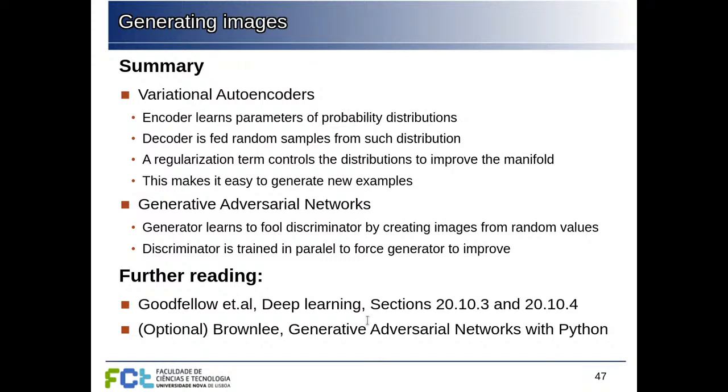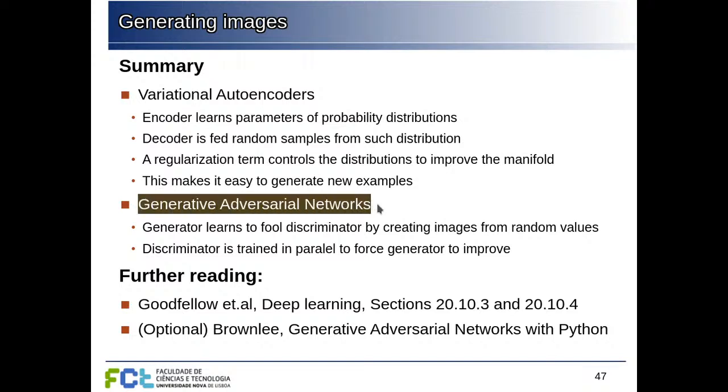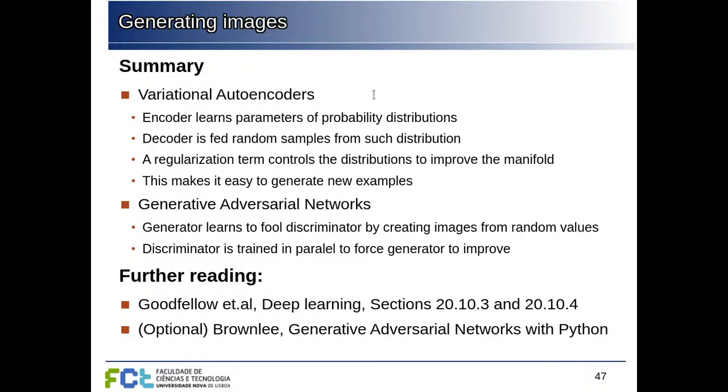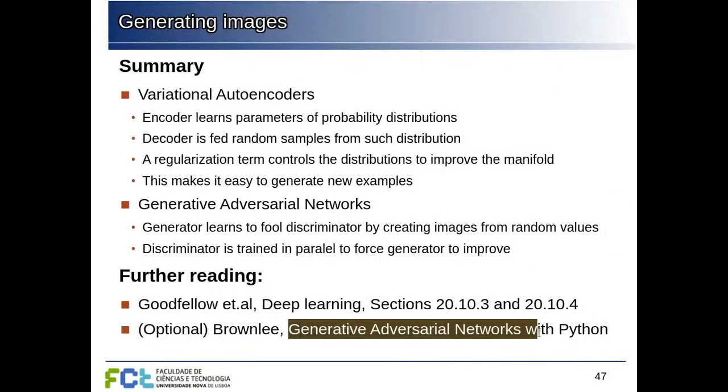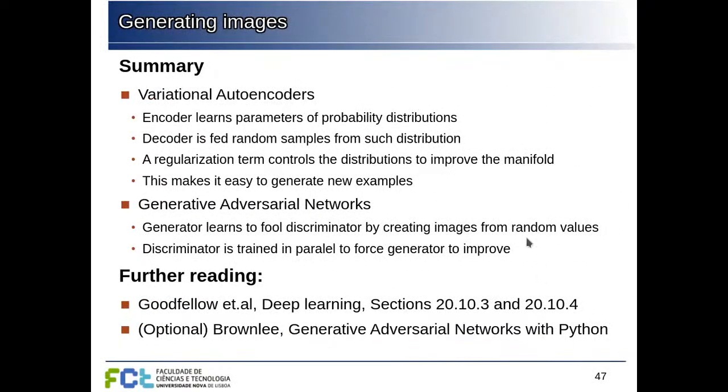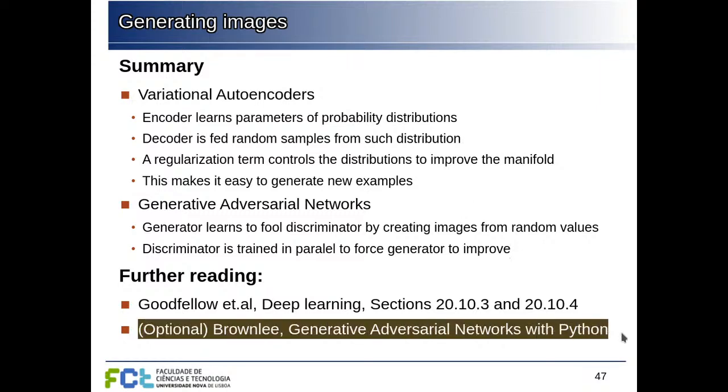So there are some sections here in the textbook for variational autoencoders and generative adversarial networks. If you are interested in generative adversarial networks, the same author of this tutorial that I based this example on has a book on generative adversarial networks with Python. If you want, there are lots of examples there. But this is not part of the course. This is only if you are interested in getting a deeper understanding of this kind of models.